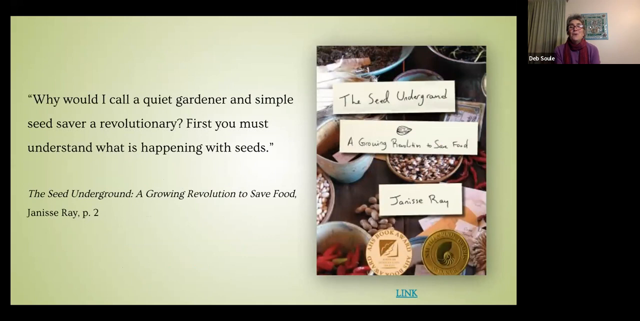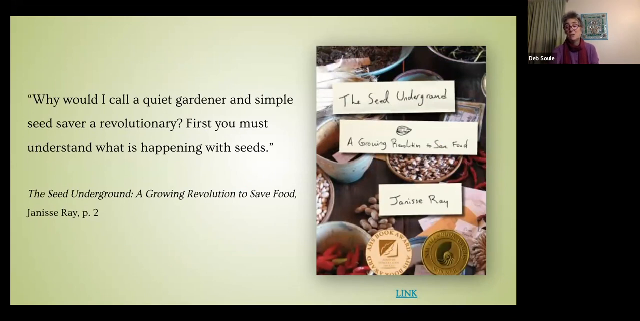Why would I call a quiet gardener and simple seed saver a revolutionary? I love that. First, you must understand what is happening with seeds. So this is also a fantastic book, The Seed Underground: A Growing Revolution to Save Food, by Janisse Ray. This book came out a while ago.